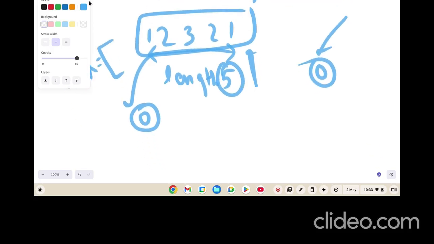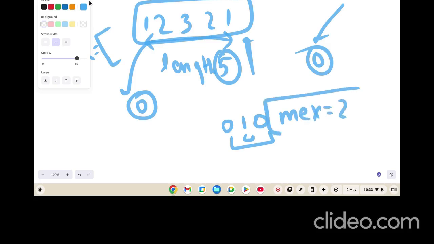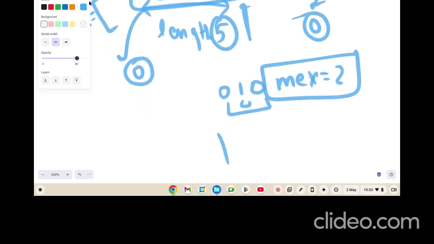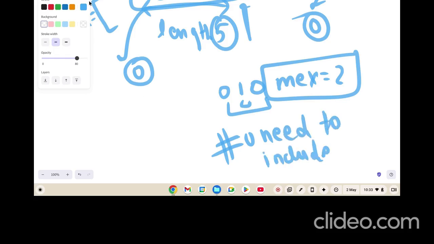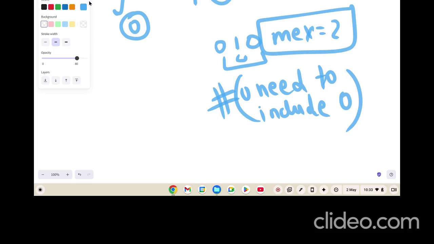Instead, let's say you found a subarray of length 3 only, which is 0 1 0, right? This is also a palindrome, but the mex at this place will be 2. Are you seeing the magic? The magic is that you need to include the 0. Whatever you do, you should include the 0 in your subarray, which is a palindrome, right?